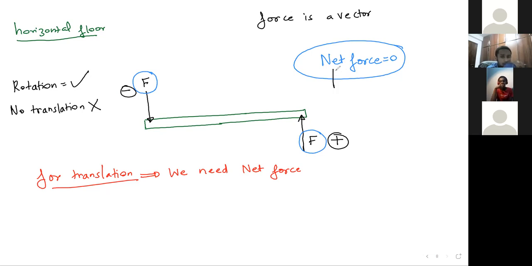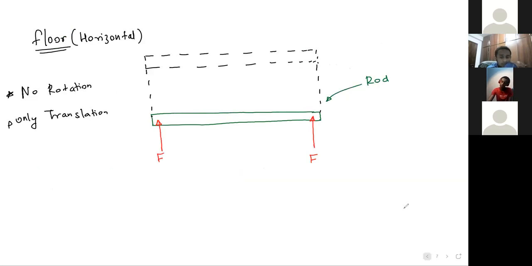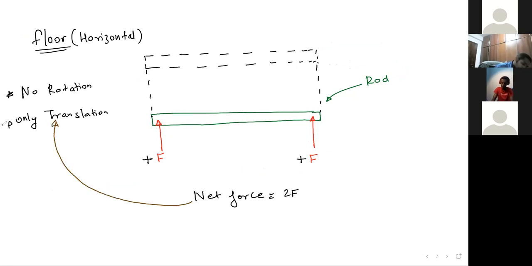Net force means total force, right? Similarly, here there is a positive force, and there is a positive force, so the net force is 2F, correct? That's right. And that is why there was translation. Can you see this? There was translation in this. Agreed? Agreed up till here?